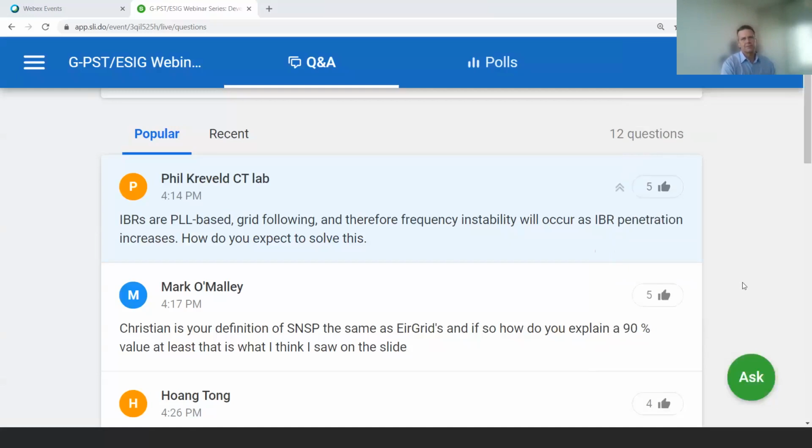Just for those on the line, I would also say that that's one of the top questions that the G-PST is dealing with in its research agenda. So it's a very pressing question for all of the system operators that are facing this in the not too distant future.